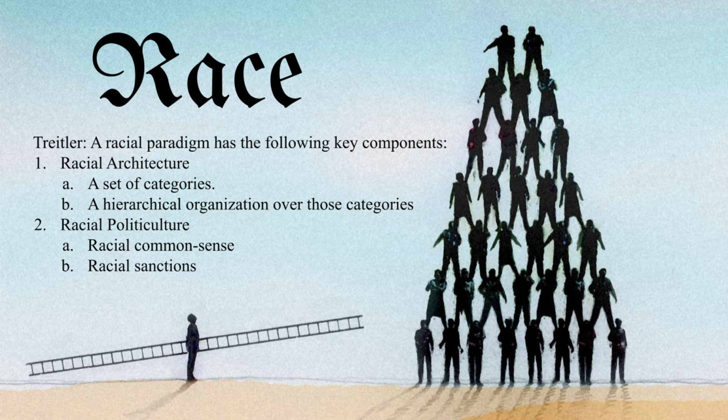According to Treitler, a racial paradigm in a society has the following key components: a racial architecture, which is a set of categories and a hierarchical organization over them, and a racial politiculture, which is the racial common sense that people use to sort people into categories, and the racial sanctions that are imposed when people violate those category boundaries. This structure immediately leads to what I'm calling the ontological concerns.